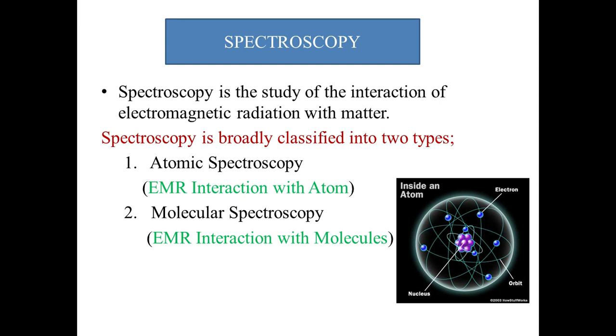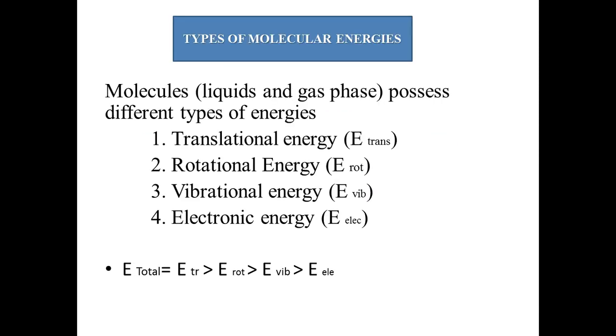We already know that ions combine with atoms, atoms combine into molecules, and molecules combine into compounds. So this is the fundamental. For the types of molecular energy, there are four types: translational energy, rotational energy, vibrational energy and electronic energy, for molecules in liquid or gas phase. So E total equals E translational greater than E rotational greater than E vibrational greater than E electronic.